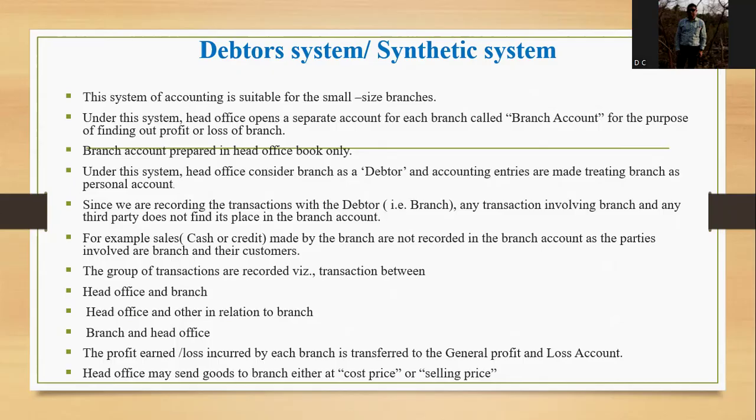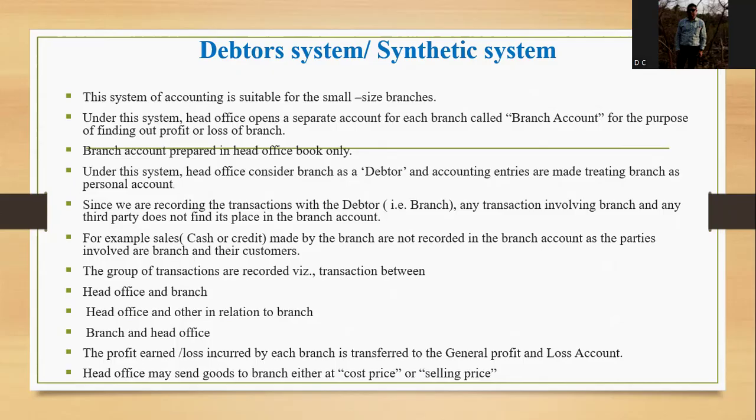Under this system, head office opens a separate account for each branch, called branch account, for finding out the profit and loss. Suppose head office has separate branches at Calcutta, Delhi, Guwahati, Tinsukia, Dibrugarh, and suppose it is operating from Mumbai. So the head office Mumbai has to prepare a Calcutta branch account, Guwahati branch account, Tinsukia branch account, a separate account for each branch, and the branch accounts are prepared in the head office books only. Under this system, head office considers the branch as a debtor, and accounting entries are made treating the branch as a personal account.